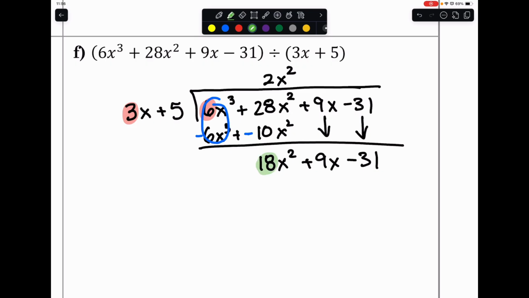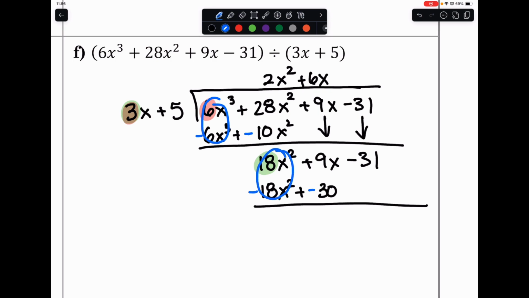the 18 by 3, which is 6. And 6 times 5 is 30. And we'll switch the signs. Now 9 plus negative 30, that's equal to negative 21x. And we'll bring down the negative 31.